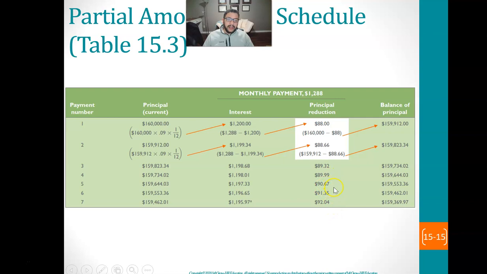But see, here's the thing. What would happen if we paid another $100 on this first payment? Then the balance would be $159,812, which means the interest amount would actually be less. The interest would be less, which means the principal portion would be more, and it would reduce the principal even more. That's the reason why adding additional principal to your loan dramatically helps you if you can do it.